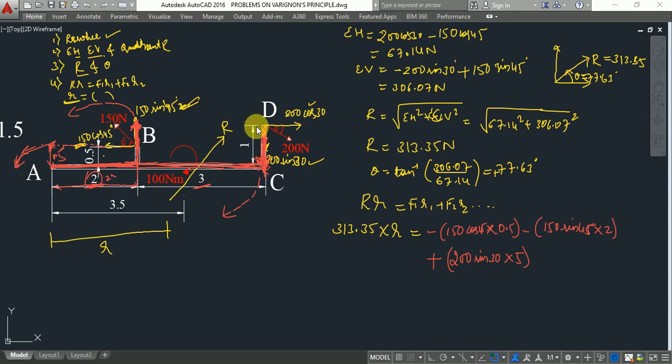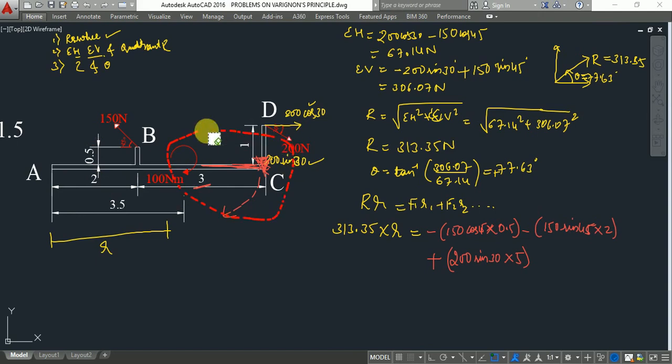Now see here what I will do. Let me erase the other things. All other forces are done now, and only this force is left. So I will extend its line of action. This is the line of action, so I can transfer this 200 here. This is the force 200 cos 30 degrees.